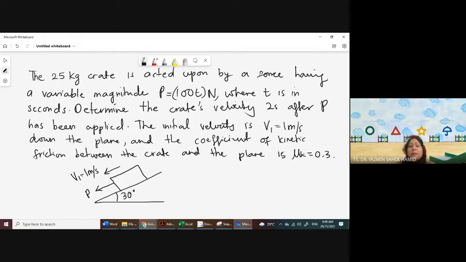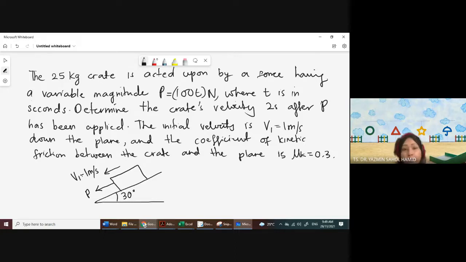Cuba jawab. Dalam masa 10 minit, the 25 kilogram crate is acted upon by a force having a variable magnitude of P equals to 100 T Newton, where T is in seconds. Determine the crate's velocity 2 seconds after P has been applied. The initial velocity is V1 equals to 1 meter per second down the plane, and the coefficient of kinetic friction between the crate and the plane is mu k equal to 0.3.